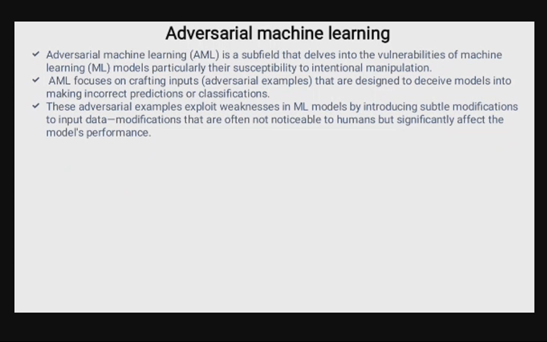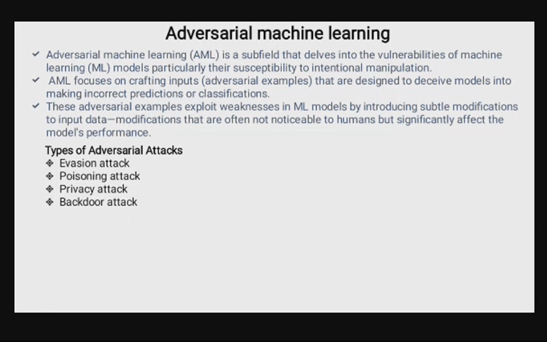So this one deals with it's more like a testing kind of thing, by making the model make errors to test. So these adversarial examples exploit the weaknesses in machine learning models by introducing subtle modifications to input data, modifications that are often not noticeable to humans but significantly affect the model's performance. So that's what adversarial machine learning is all about. It's about driving a model into making a mistake, or tricking the model. So that's adversarial machine learning.